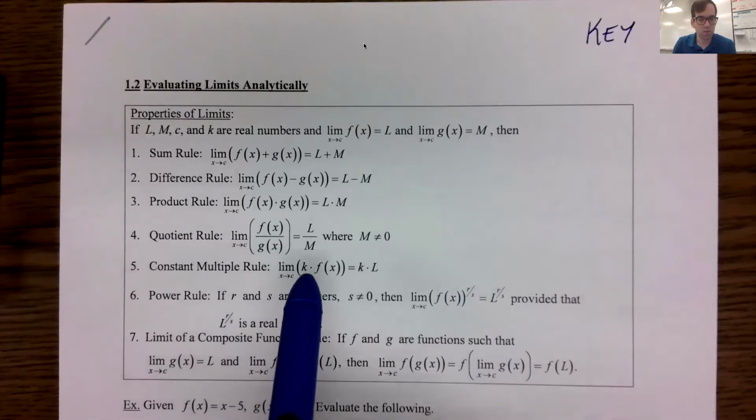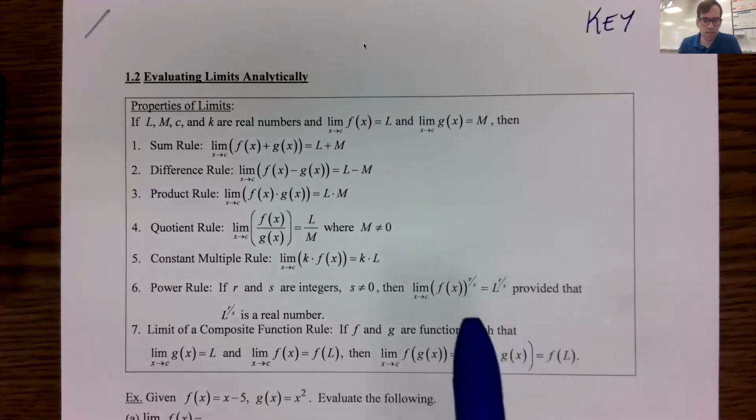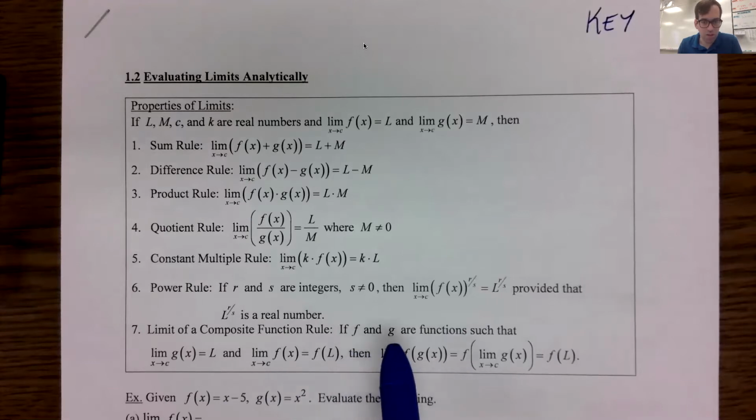Constant multiple rule. If we have this k, a constant that we're multiplying by something, the answer is just the limit times the constant. The power rule also works the same way. We just raise the answer to the power. And the limit of a composite function rule. So if f and g are functions such that the limit as x approaches c of g of x equals L, and the limit as x approaches c of f of x is f of L, then the limit as x approaches c of f of g of x equals f of the limit as x approaches c of g of x, which equals f of L.